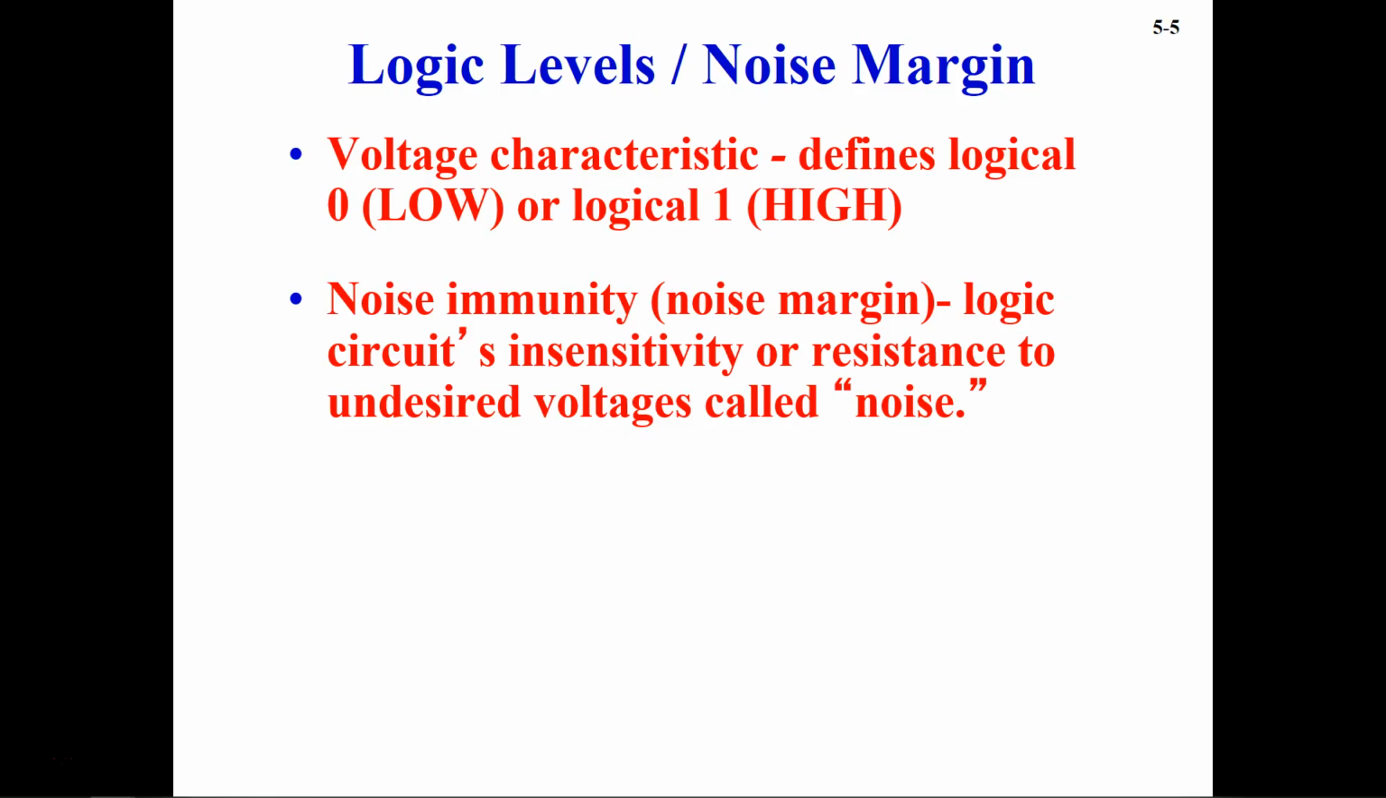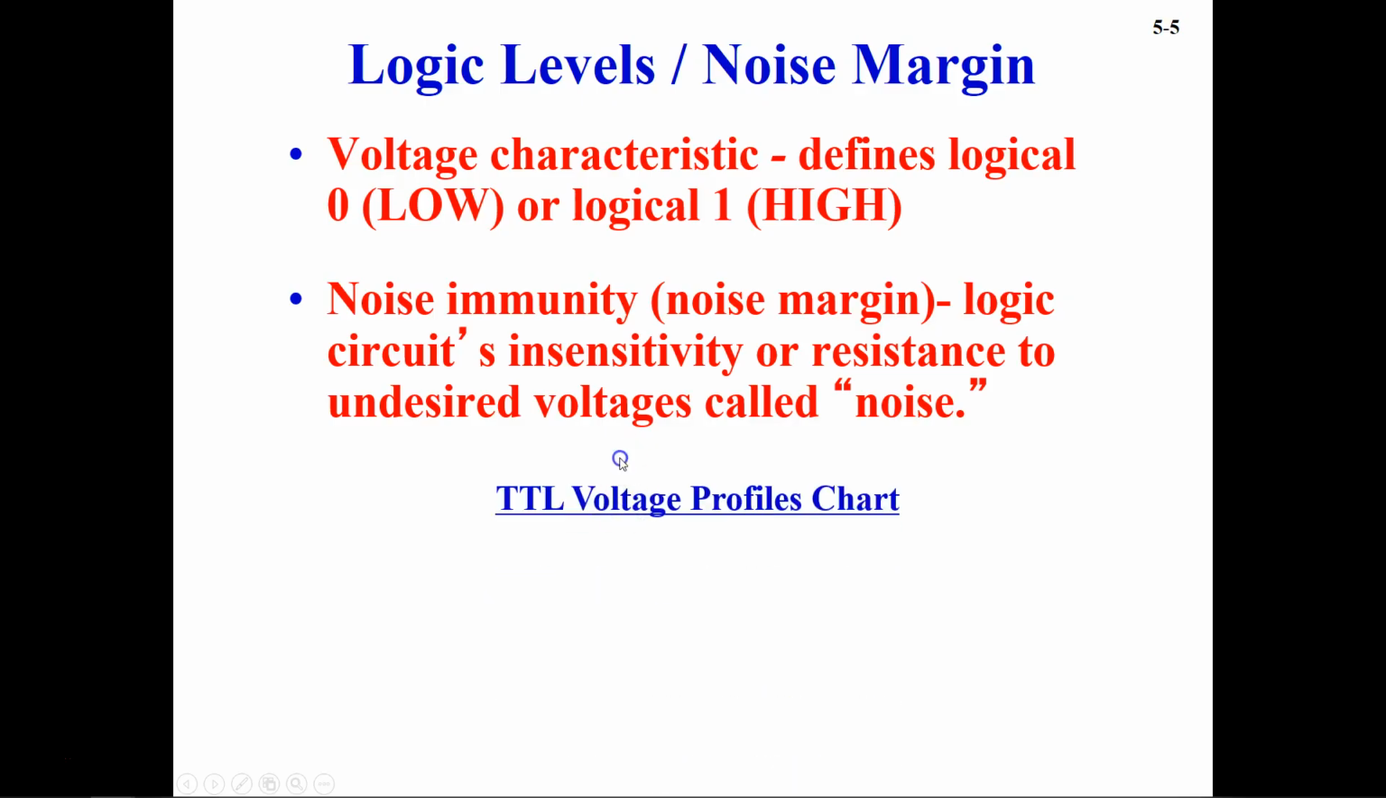Let's read here. It says noise immunity or noise margin. It is basically the logic circuit's insensitivity or resistance to undesirable voltages, and that is called your noise. In other words, you can also say that noise margin is the peak amount of noise voltage that may be superimposed on a weak gate output voltage. So let's see one example.